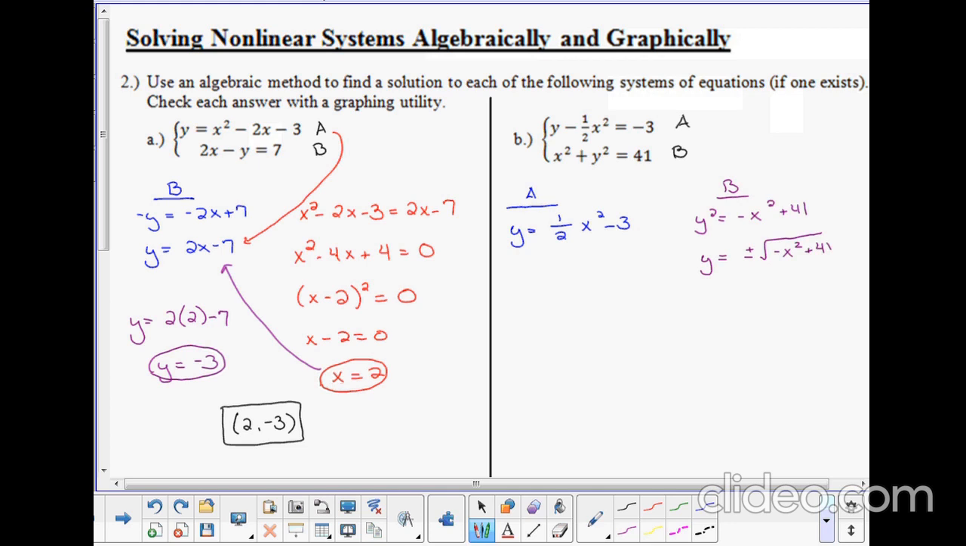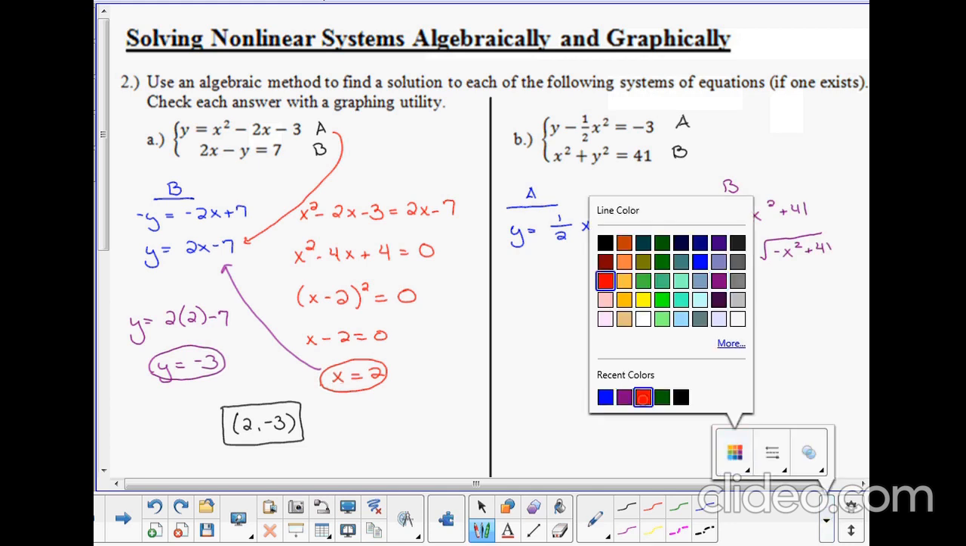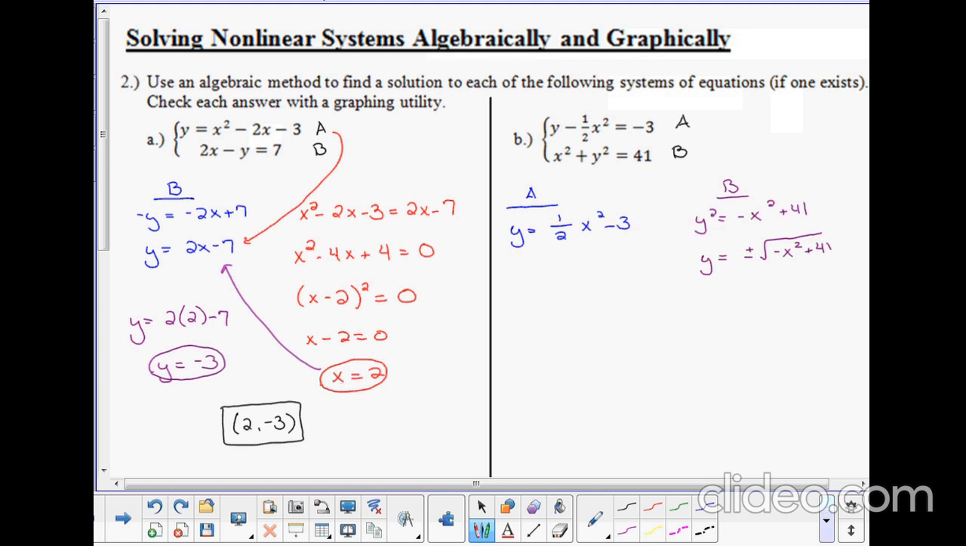So now I can do some substitution. And again, it does not matter exactly how you substitute this, but I'm going to go ahead and take the rewritten form of a and b and substitute for y, which is essentially the same as setting the equations equal to one another. So 1/2 x squared minus 3 equals plus or minus square root of negative x squared plus 41. Now, if you substitute a little bit differently, the next step is actually going to end up being the same. So what I would do here is I would square both sides.